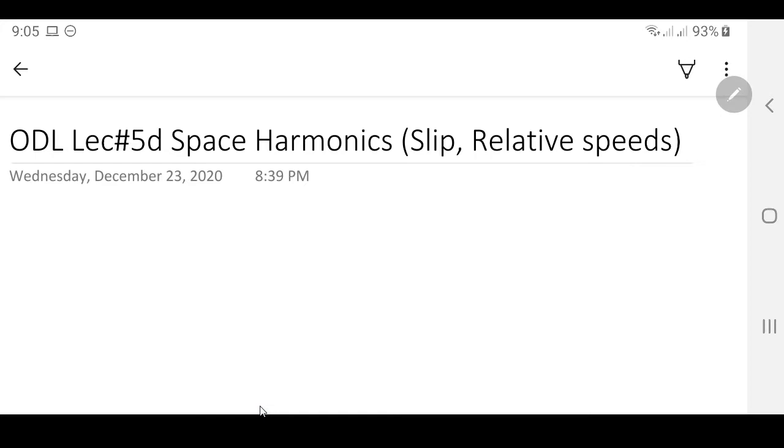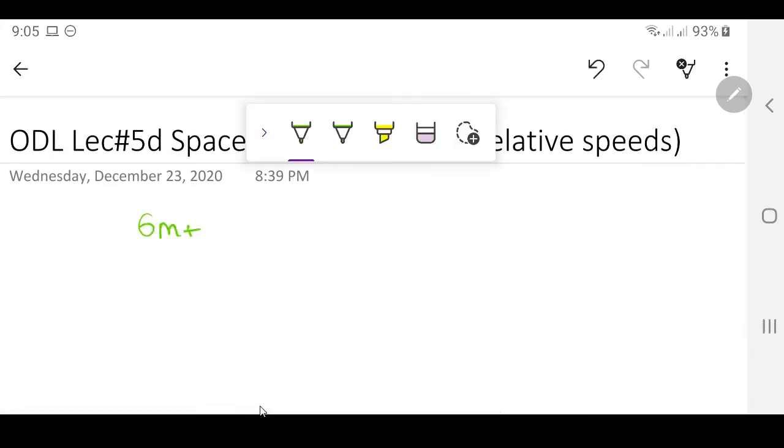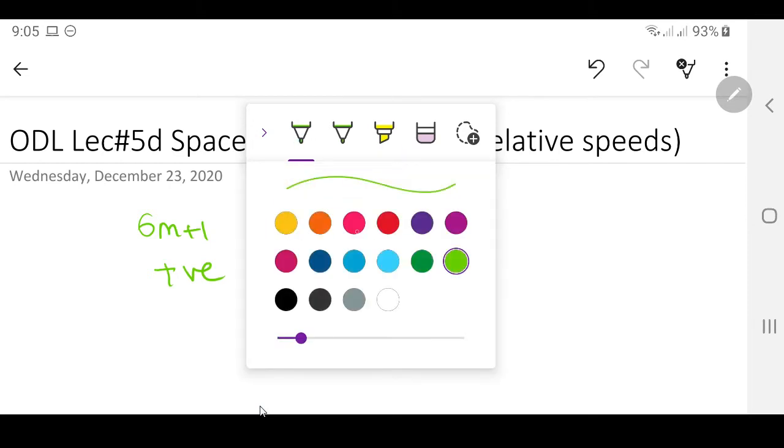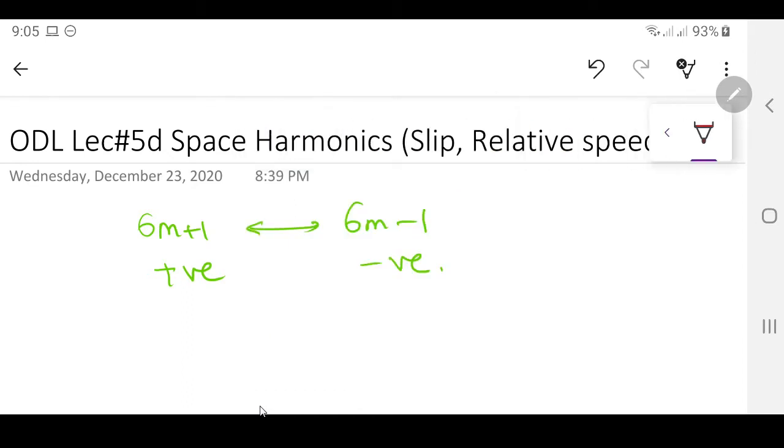We have seen the 6m plus 1 and the 6m minus 1. For those who still don't remember, the 6m plus 1 harmonics rotate in the positive direction, and the 6m minus 1 harmonics move in the negative direction. So these were the harmonics: the fifth harmonic, the seventh harmonic, the 11th harmonic, and the 13th harmonic over here. This is a previous lecture's discussion which we already know.